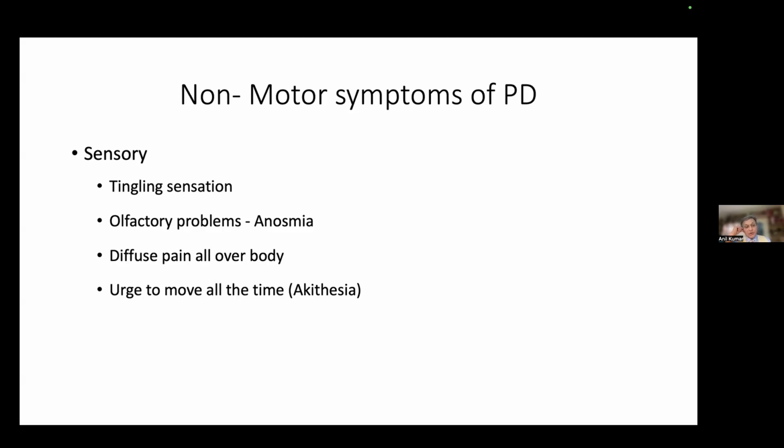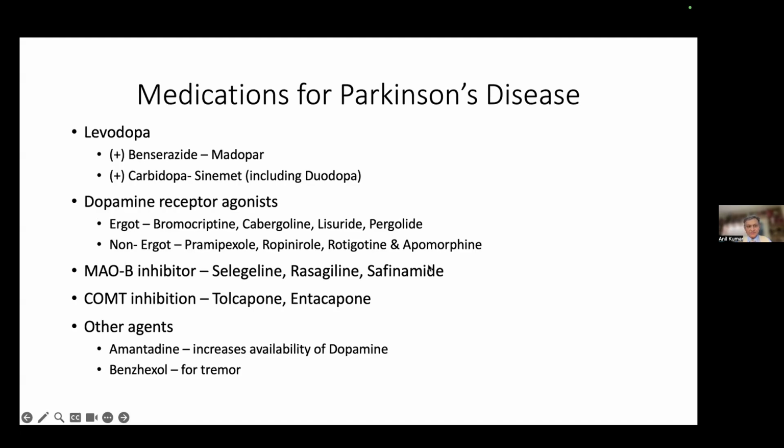Sensory problems or olfactory problems, anosmia, diffuse pain all over the body, and an urge to move all the time, akathisia. Sometimes there is internal motion, inside tremor, that you can feel. It's not mentioned there, but they can still have tremor inside. So far all okay, so let's move on.